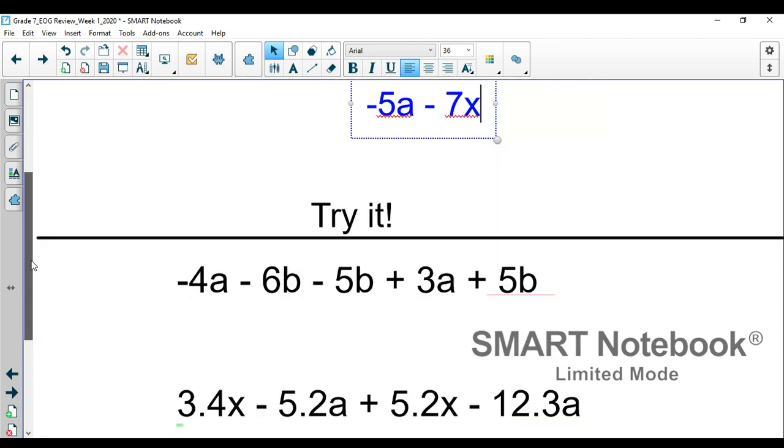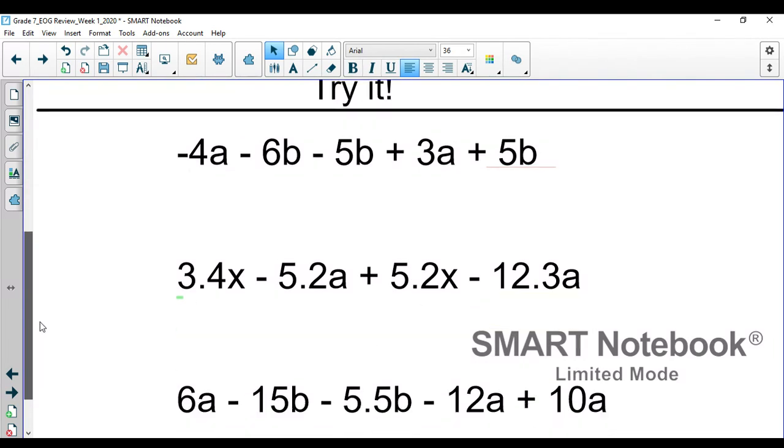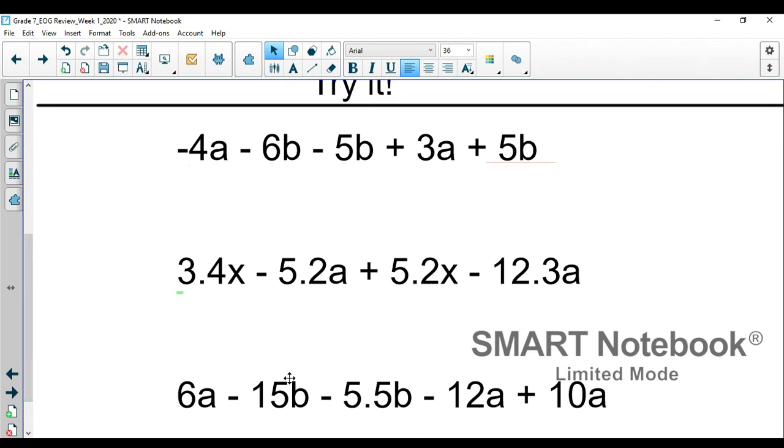Here are a couple examples for you to go ahead and try. If you want to pause the tape and try these examples, you can do that now.